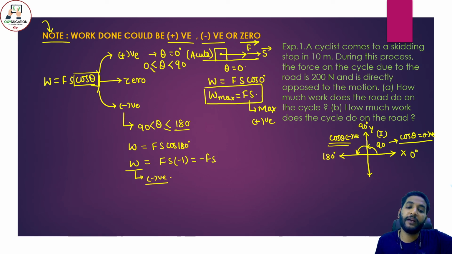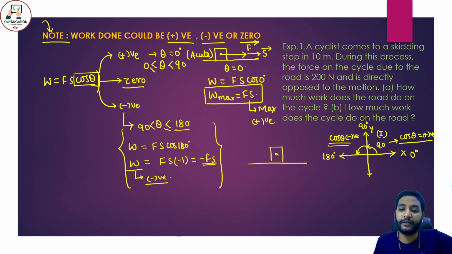And in negative, if I talk about its magnitude, then this is the maximum value of this work done. While we will talk about the zero work done as well, and we will take some examples in which you will get to know about the negative as well as positive work done. As an example, a simple example can be taken.